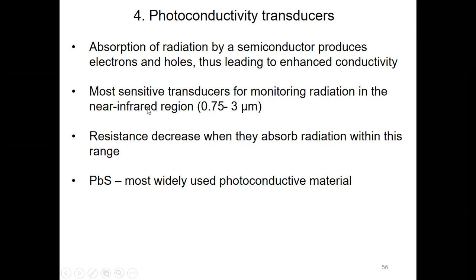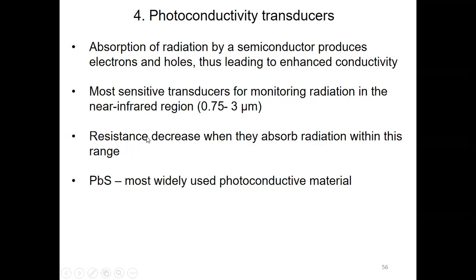And here, the photoconductivity transducers are more sensitive for monitoring radiation in the near IR range. It is sensitive for near IR range radiation, which means 0.75 to 3 micrometer. So the sensitivity is higher in the near IR range. Therefore, this type of transducer is used in measuring the near IR region.